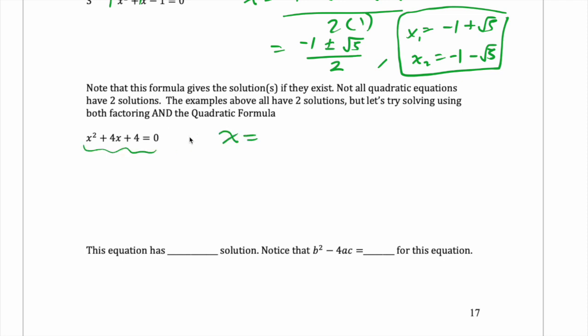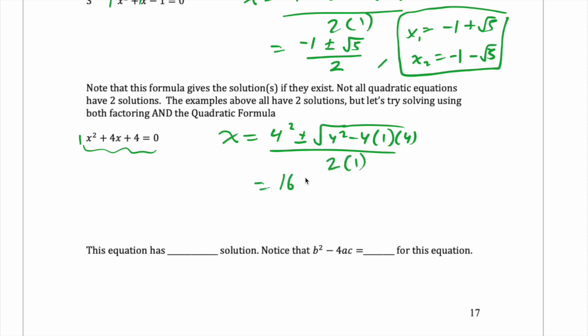Let's do the same thing. A is 1, b is 4, c is also 4. Negative 4 plus or minus root 4 squared minus 4ac, divided by 2a, and we get 16 minus 16, so this is 0. Plus or minus 0 is the same thing. So you just get one solution.